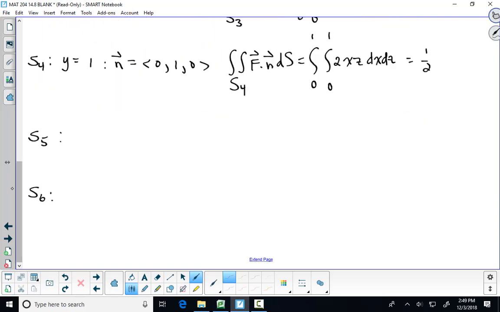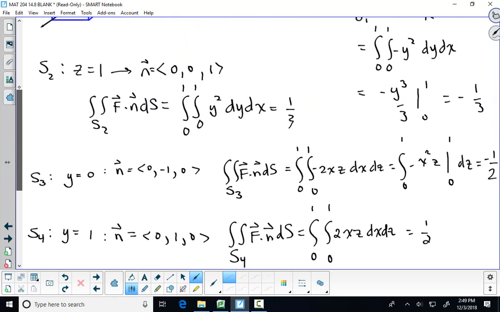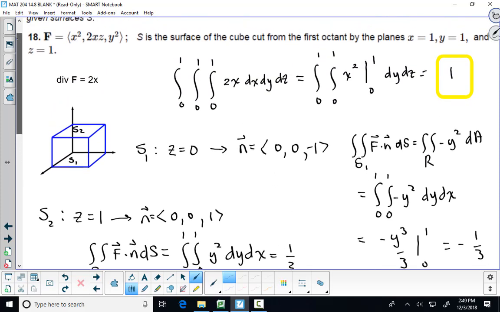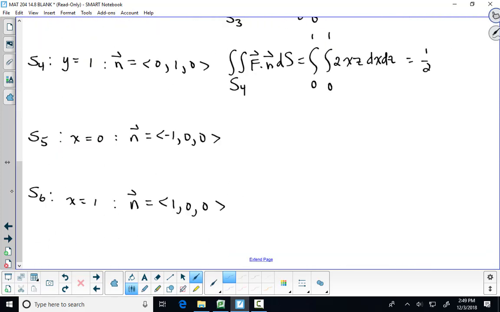Okay, so what's the last one? We didn't do the x's. So x equals 0, x equals 1. So n when x is 0 is going to be negative 1, 0, 0. So it looks like that vector field is positioned in a way that is more important to us than we realize, I guess. Okay, so dot negative 1, 0, 0, and we get negative x squared.